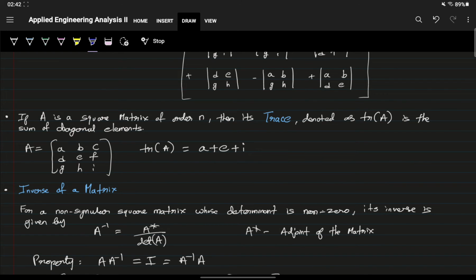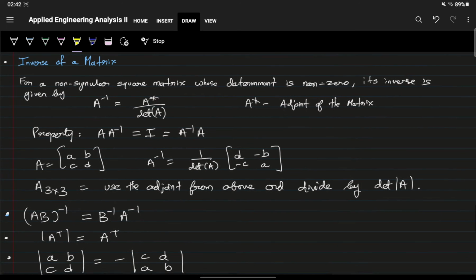If A is a square matrix of order n, then its trace, denoted as Tr(A), is the sum of the diagonal elements, that is A, E, and I. Just the sum of the principal diagonal.